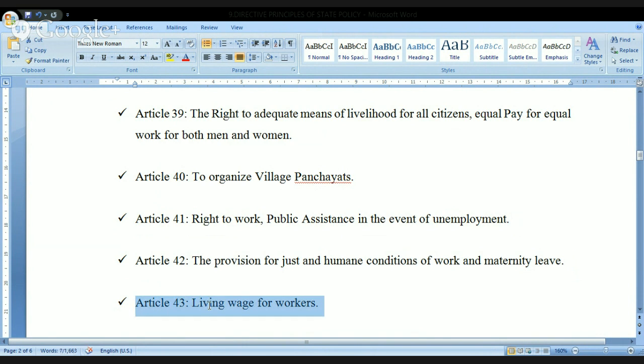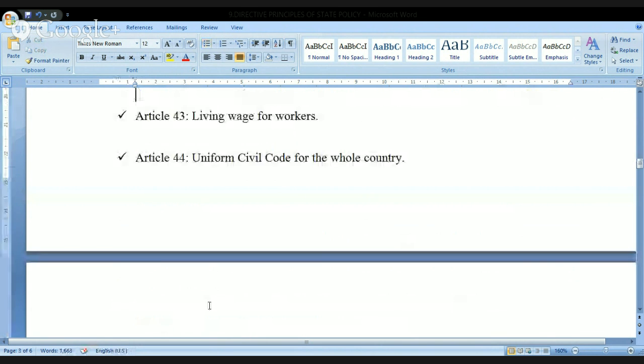Next one, Article 43, it talks about the living wages for the workers. What do you mean by this? Whatever the wage, that is the money or the salary that you are paying to the workers, it should be sufficient for their living purposes. And if the wages are very meager, how will the workers support themselves and their families? That is the reason why, as and when the economic conditions are changing, as and when the prices of goods and commodities are increasing, accordingly the state is also expected to increase the wages. That is the basic idea in this concept.